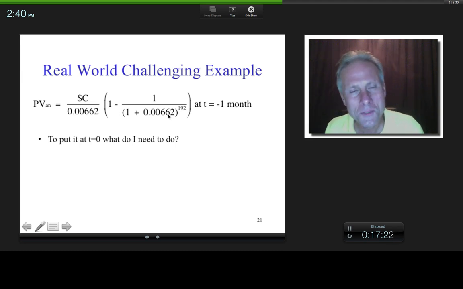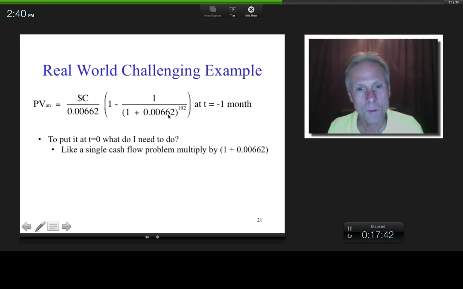But I want it at time 0. I don't want it at time minus 1. I want to move it forward 1 month. Well, was that a single cash flow problem? It is, right? Would I multiply it or divide it by something? I'd multiply it by something. What would I multiply it by? Well, 1 plus the effective monthly rate.